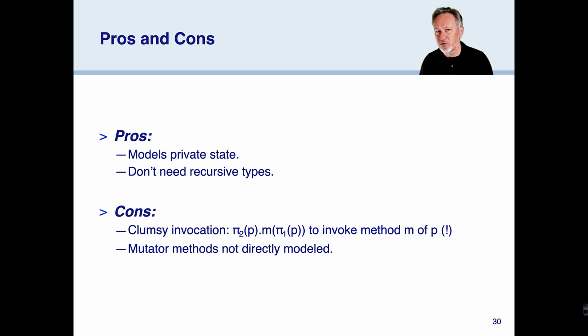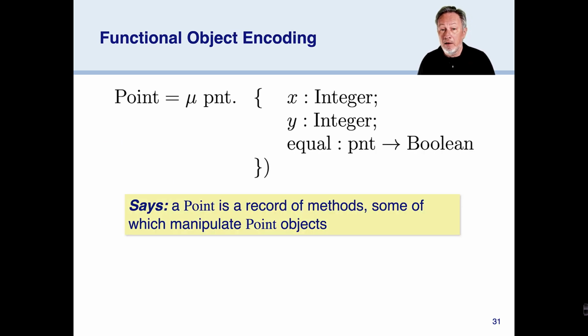So that's the first way of representing objects. It's pretty straightforward. Now this is the second representation, and this is the functional object encoding. Here we say that a point is a record of methods, some of which manipulate point objects.